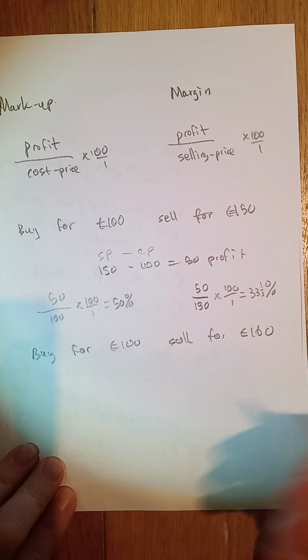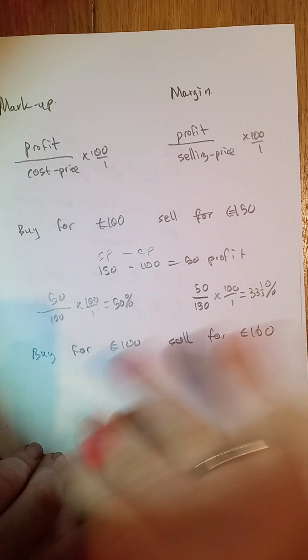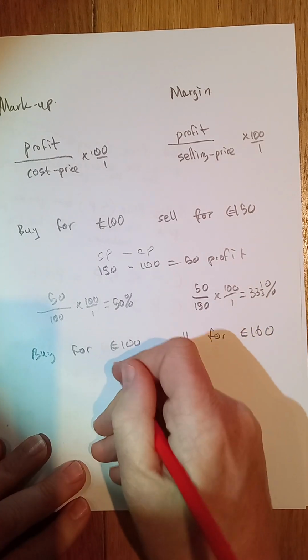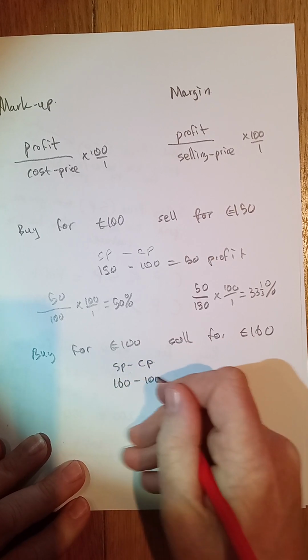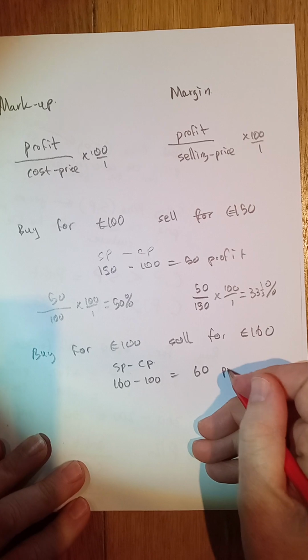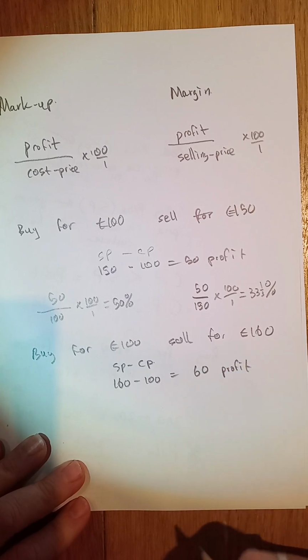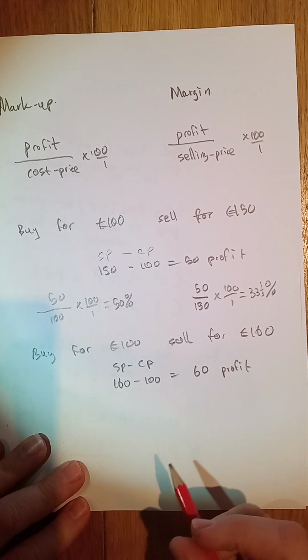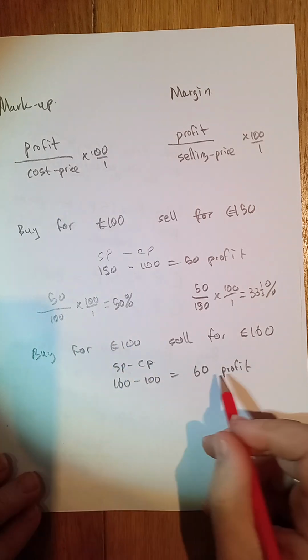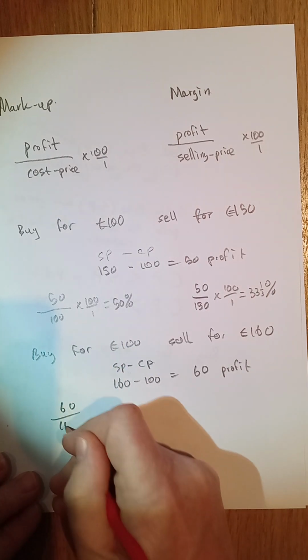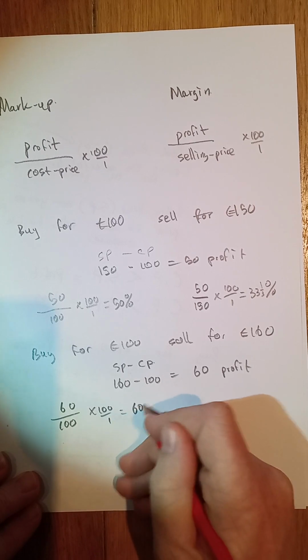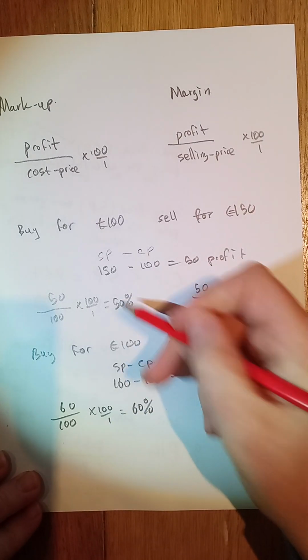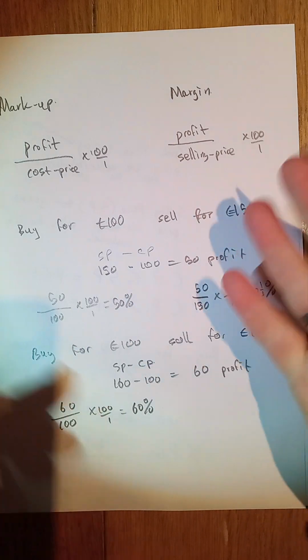Now, it doesn't sound much more. You're selling for 160, 10 euro more. What big difference can that make? So we'll do the same things. SP minus CP, so that's 160 minus 100, 60 profit. It's a tenner more in your pocket. It's great. Okay, so let's see what difference it makes. I'm going to take that 60, divide it by 100, multiply by 100 over 1, and I get 60% markup. Okay, 10% more. That's predictable.